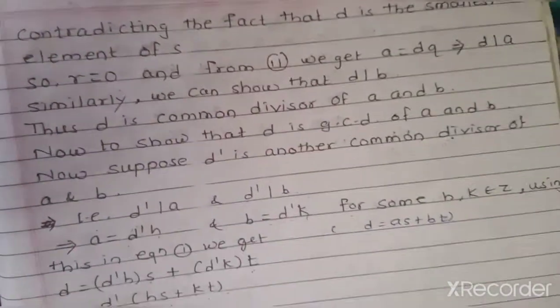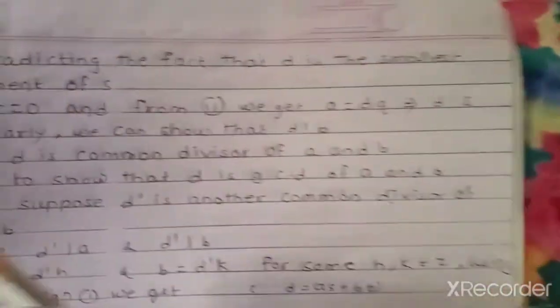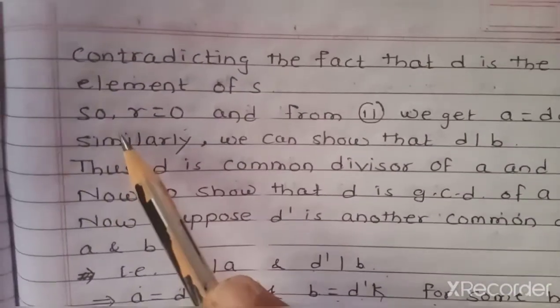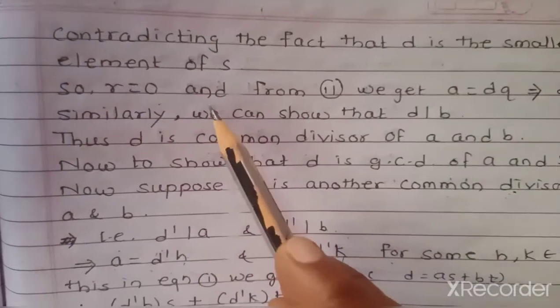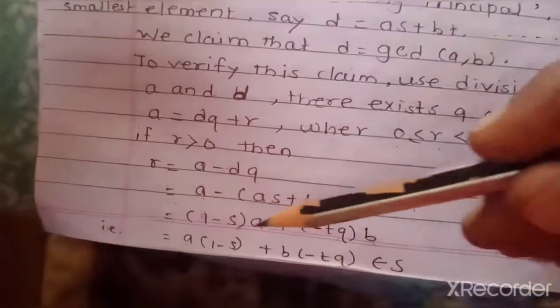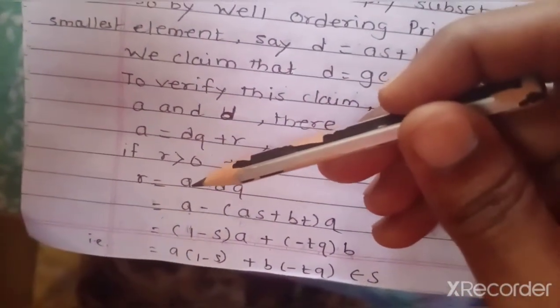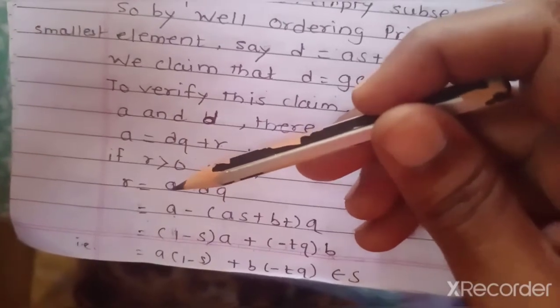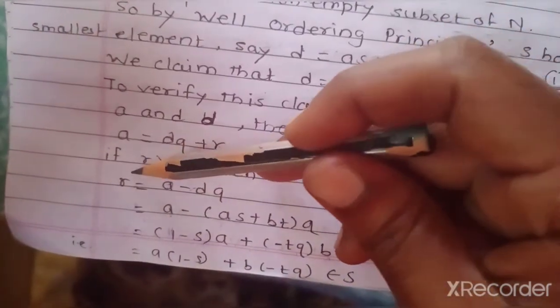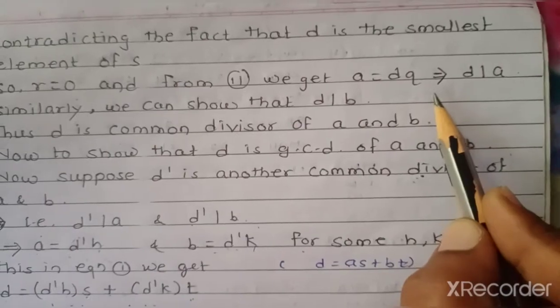So our assumption, what is our assumption? Our assumption R is greater than 0 is wrong. And what do we get? So R is 0. And we have to put that value in equation second. So this is our equation second. In our equation second we put R's value as 0. So we write down A as it is, this minus DQ we shift here. So we get A which is equal to DQ. So this equation we may write down here: A equals DQ.